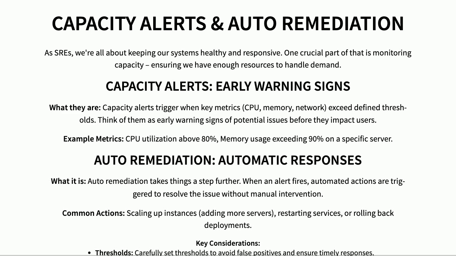Then, auto-remediation comes in as the next step. It's where we automate responses to those alerts, things like adding more servers, restarting a service, or even rolling back a deployment, all without needing us to manually jump in and fix it. It's important to set our thresholds carefully to avoid false alarms, and of course, always test your automation scripts thoroughly before putting them into production. Tools like Prometheus, Grafana, and Kubernetes operators can really help with monitoring and automating these processes.